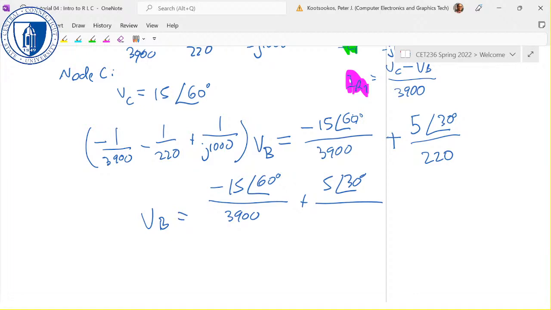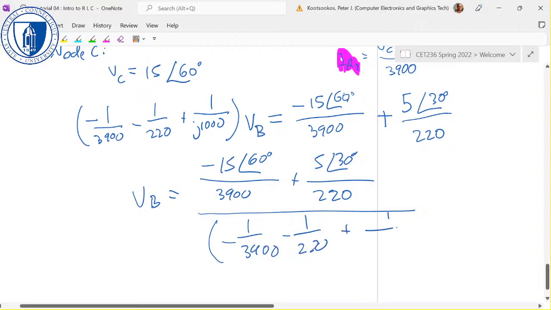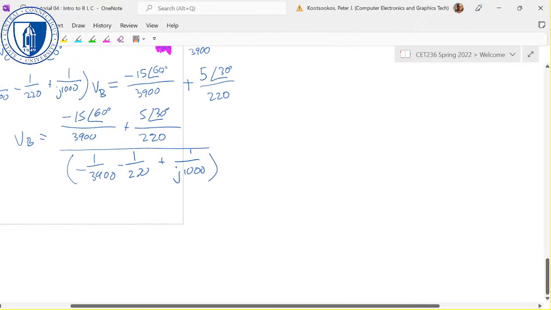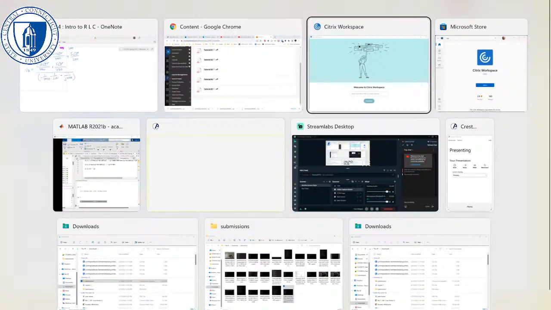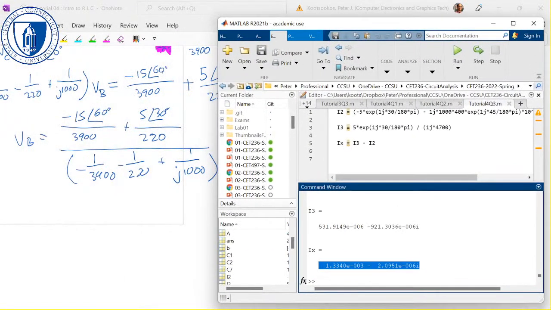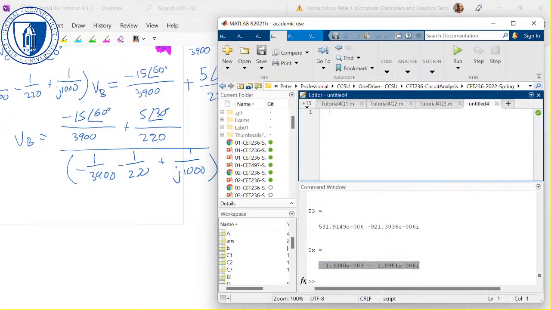Have that on, that's no good. And we get that. And then what? And we got to divide by minus 1 on 3900, minus 1 on 220, plus 1 on j1000. Let's see if we can do that one. And do another new. And this is Q4.